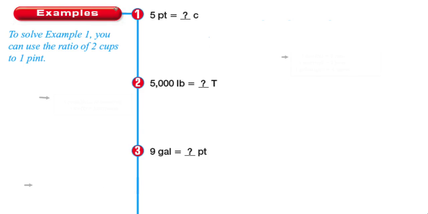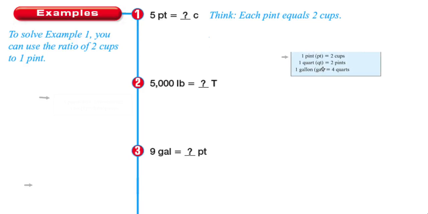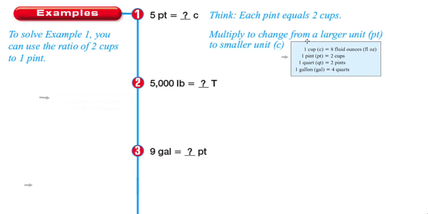Example number 1: we want to find 5 pints is equal to how many cups. Think first. Each pint equals 2 cups. So that means if you look at our staircase, if you look at our chart, this is how it looks. Each pint equals 2 cups. So what do we simply do? Since we are changing from a larger unit to a smaller unit, we need to multiply. Therefore, we multiply 5 times 2. That'll give us 10. So 5 pints equals 10 cups.